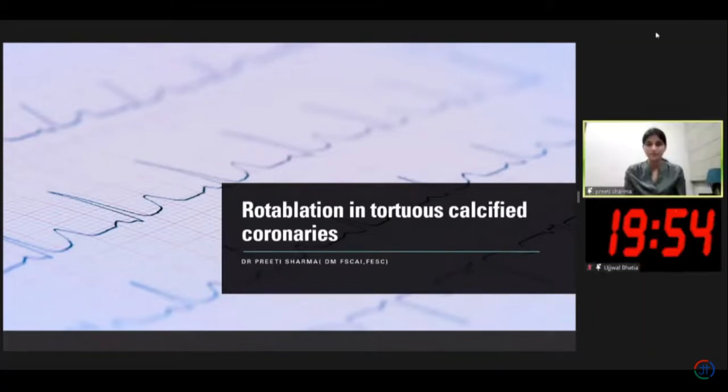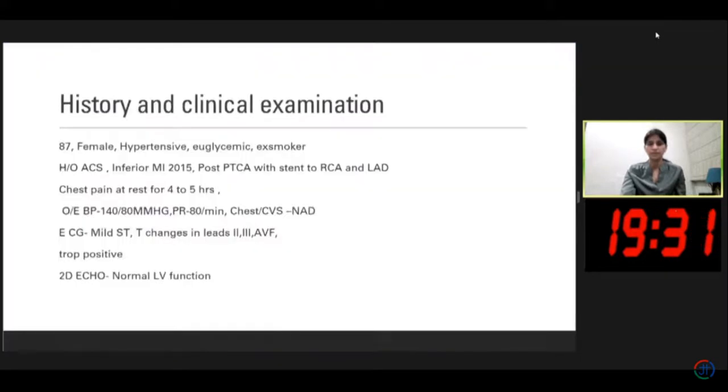With my limited experience in rotablation, I want to share two of my cases, which I thought might end up in complications. Normally we avoid rota, as the usual teaching is that in tortuous arteries, unless and until it is deemed required, you should avoid doing rota. So how to handle rota in these tortuous arteries? This is what I'm going to present in my case today.